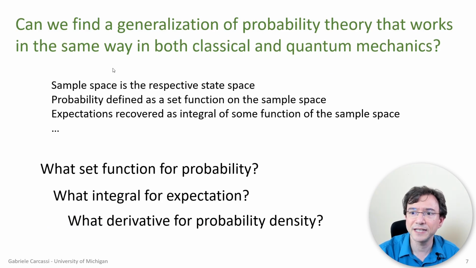And so the question then is whether we can find a generalization of probability theory that works in the same way in both classical and quantum mechanics. That is, the sample space in the probability theory is the respective state space, which the Wigner function does not do. The points of position and momentum are not really quantum states. So you're putting a quasi-probability distribution on a space that is not really the state space of quantum mechanics. Then we want the probability defined as a set function on the sample space, exactly the same as everything else, and the expectation recovered as some sort of integral of some function on the sample space.